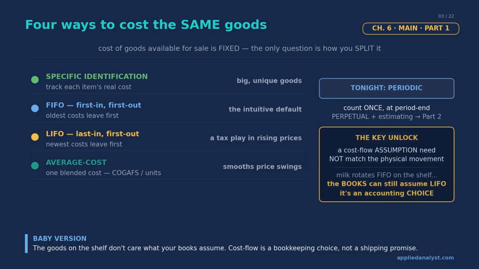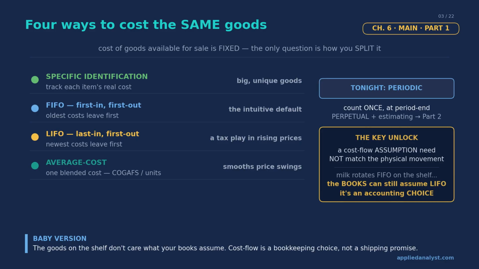The milk aisle. The store rotates its milk FIFO, freshest jugs to the back, so the old ones sell first. But the books are perfectly allowed to assume LIFO. The jug on the shelf has no idea what your accounting assumes. Cost flow is a bookkeeping choice, not a promise about which physical box ships. Remember that milk aisle. It's coming back.